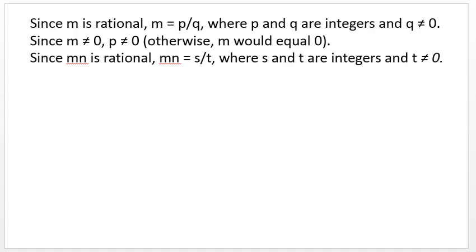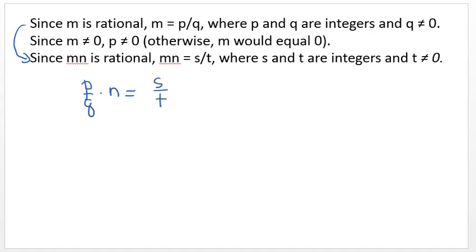Lastly, we've assumed that mn is rational. That says that mn equals s over t, where s and t are integers and t does not equal 0. Okay, so let's put this together and see what we can do. Again, I'll do it in blue. We know that mn equals s over t, but we know that m is p over q. So I'm going to substitute the first equation into that equation. So what I have is p over q times n equals s over t.